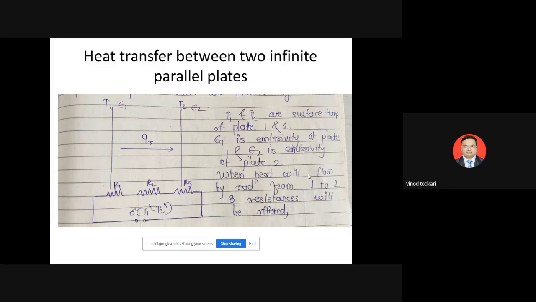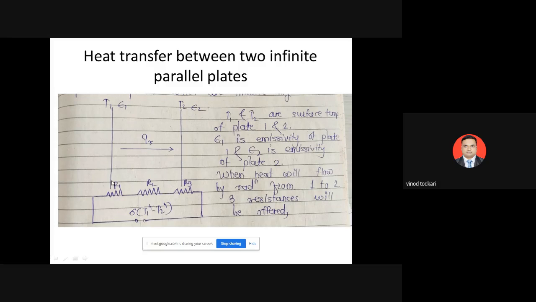Let us take a very simple example. The first case: heat transfer between two infinite parallel plates. Now these are the two plates. One is having temperature T1, emissivity epsilon 1. The second is having temperature T2, emissivity epsilon 2. Now we have to work out how much heat is flowing by radiation from plate 1 to plate 2.